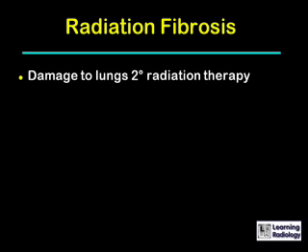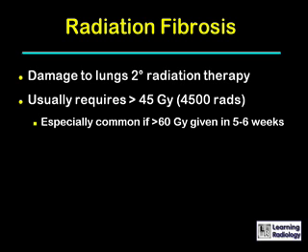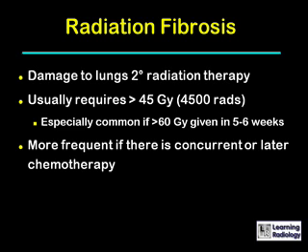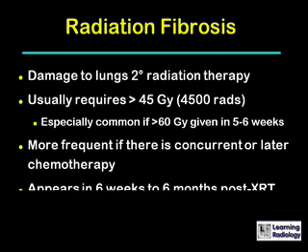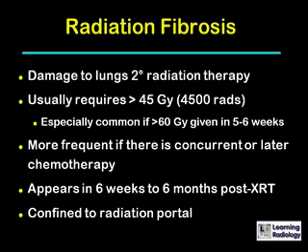Radiation fibrosis occurs when there is damage to the lung secondary to radiation therapy. It usually requires in excess of 45 gray or 4,500 rads, and it's especially common if more than 60 gray or 6,000 rads are given in a 5 to 6 week period. It is more frequent if there is concurrent or even chemotherapy administered after the radiation. It generally appears within 6 weeks to 6 months following the radiation therapy, and it is confined to the radiation portal.